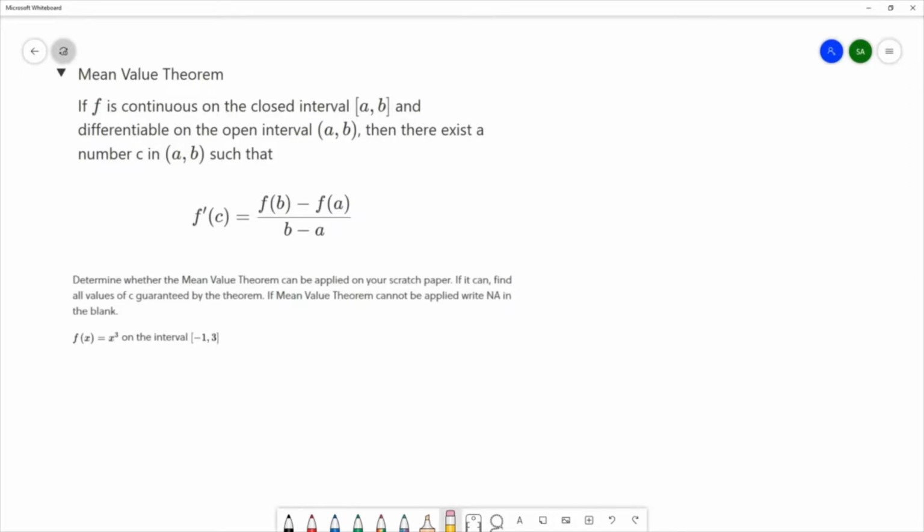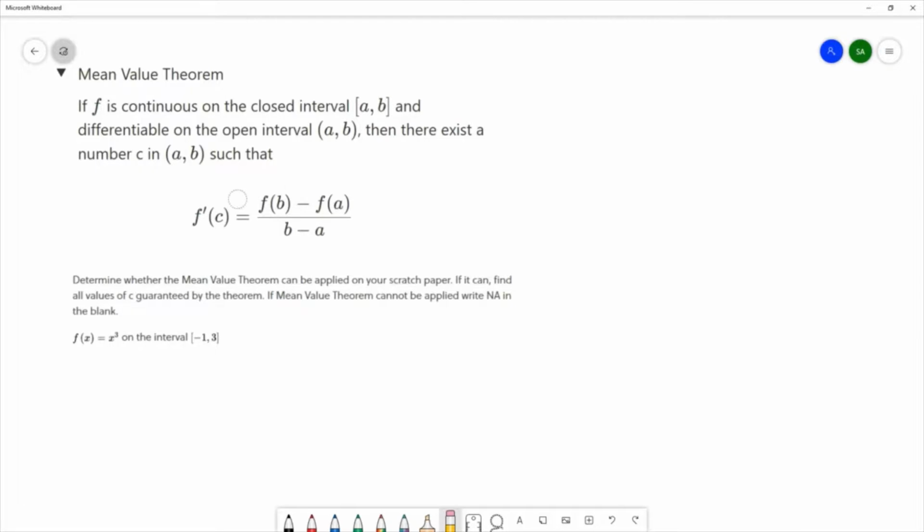I wrote up here the conditions of the mean value theorem. The mean value theorem needs your function to be continuous on the closed interval [a, b] and differentiable on the open interval (a, b). If those conditions are met, then there exists a number c in the interval from a to b such that f prime at c is equal to f of b minus f of a over b minus a.